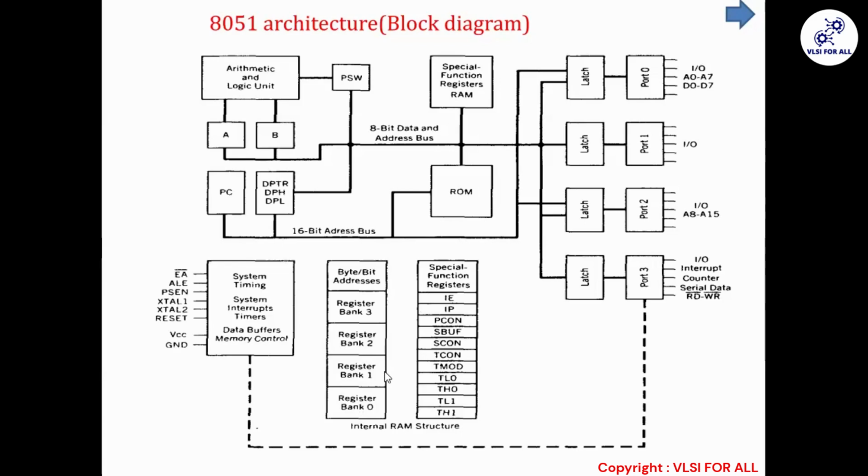Which bank is to be dealt with can be specified in the program status word. While programming, I can program 2 bits in my program status word, and they will decide which bank we are selecting. So this is how we have our RAM.